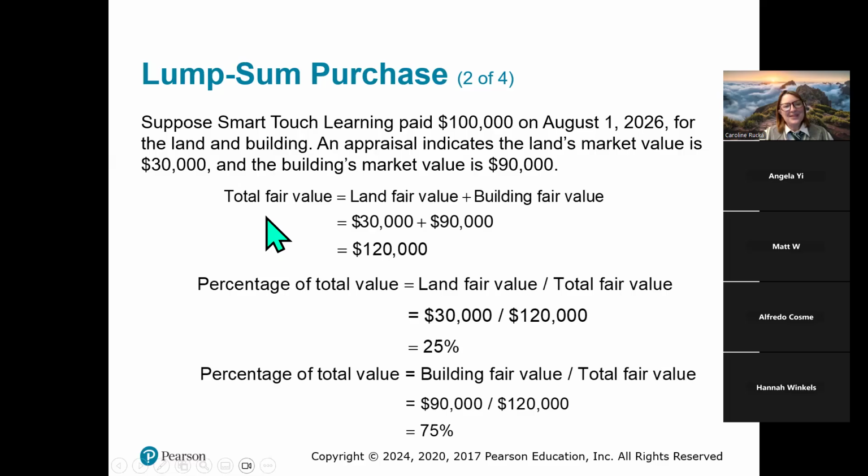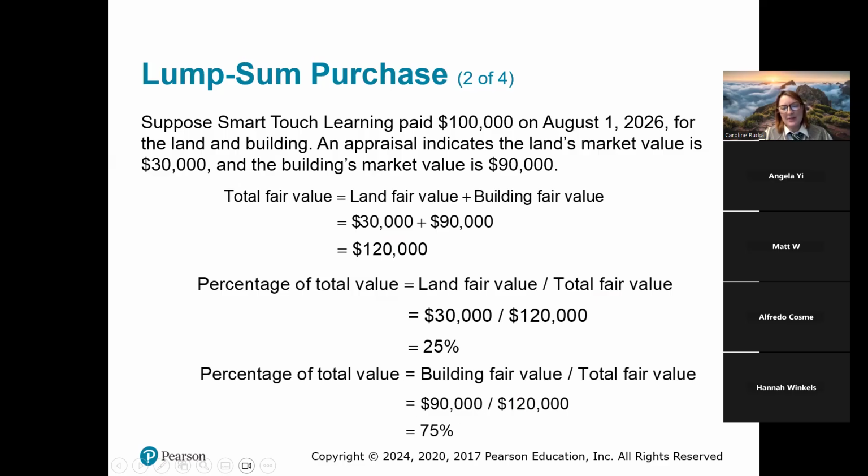All right, so our total fair value for the land and the building is 30,000 plus 90,000, that's 120,000. So the land's fair value divided by the total fair value is 25%.